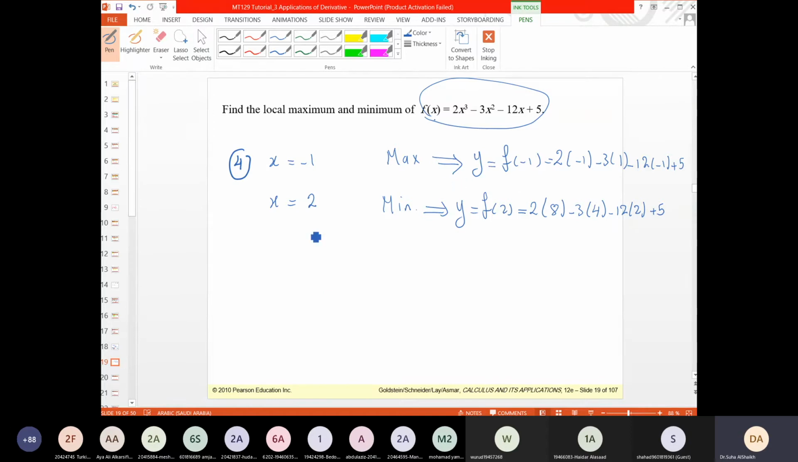What's the first y here? So for x equal to -1, what will be the y? And for x equal to 2, what will be my y? Everyone is giving me an answer. It's 13, minus 12, minus 13. What is it? This is 12.